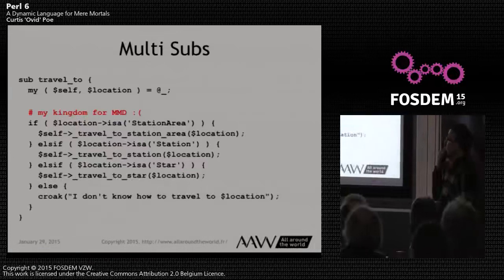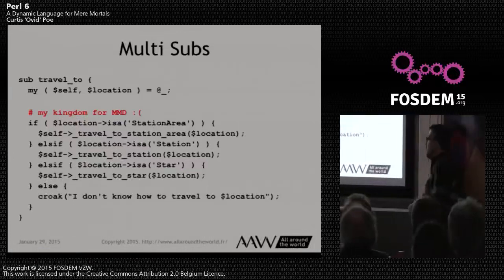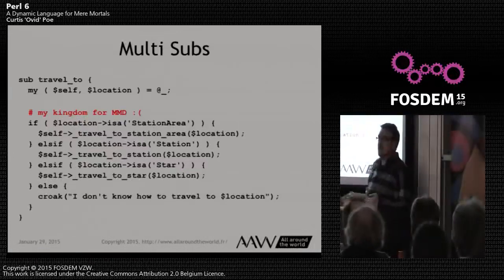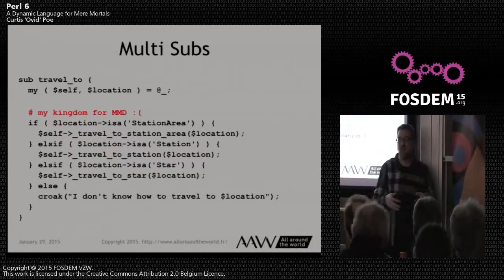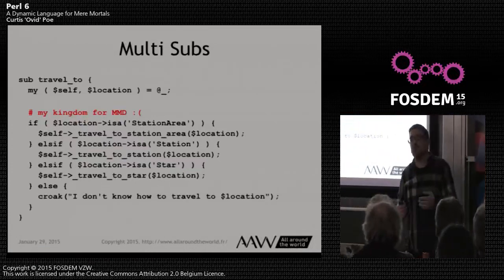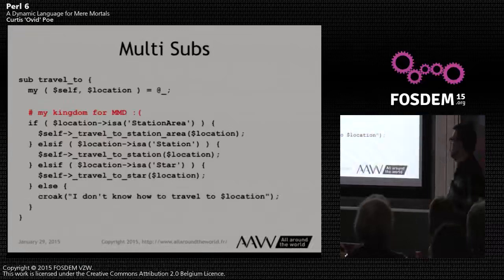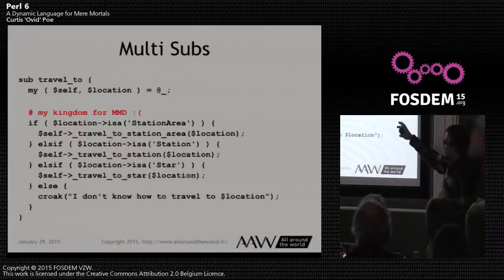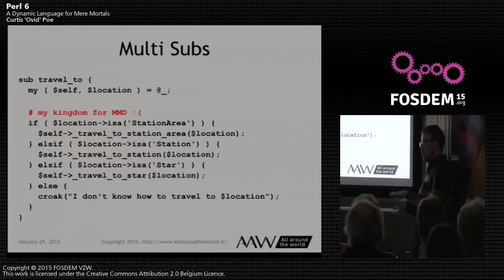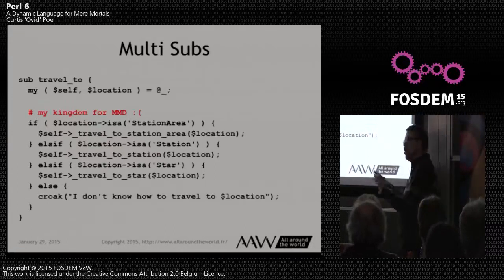So a lot of you folks know that I'm writing a text-based MMORPG in Perl. And characters can travel to other areas of a space station. They can travel to other space stations. They can travel to other stars via wormhole jump gates. And this is my character travel to method. We're going to start moving into a little bit of OO Perl.